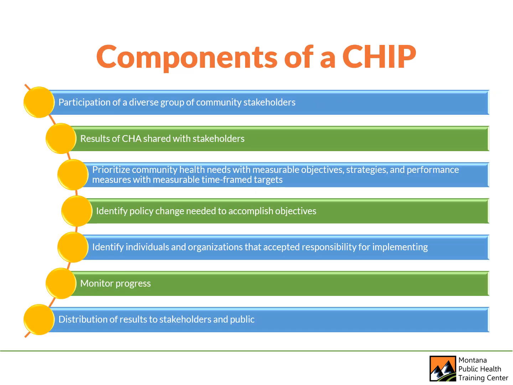So the key components of a CHIP are participation of a diverse group of community stakeholders, just like in our community health assessment. We make sure that the community health assessment is shared with this group of stakeholders and that they understand the health concerns. Then we prioritize community health needs with measurable objectives, strategies, and performance measures with measurable time frame targets. We also look for policy changes that might be needed to accomplish these objectives. We also identify individuals and organizations that accept responsibility for implementing that part of the CHIP. We monitor our progress and share our successes, and also distribute those results to the stakeholders and the public.